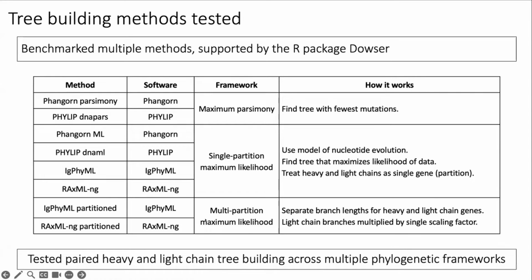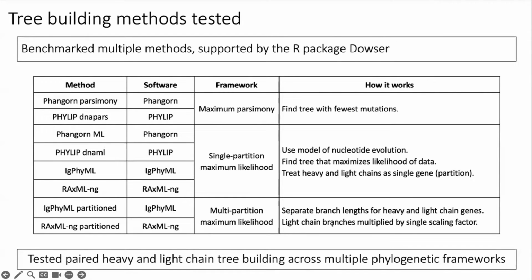And finally, we have multi-partition maximum likelihood methods. So these methods separate the heavy and the light chains on separate gene partitions and allow the branch lengths of the trees to be different between the two. So these methods are able to estimate separate branch lengths for the heavy chains and the light chains.